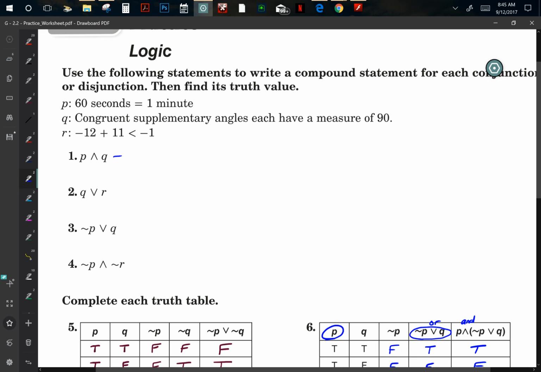What is P? 60 equals 1 minute. And then what does this mean? So I'm going to write in a different color. What's the other part here? And Q. So then I write down that congruent, and use stuff like that for angles.